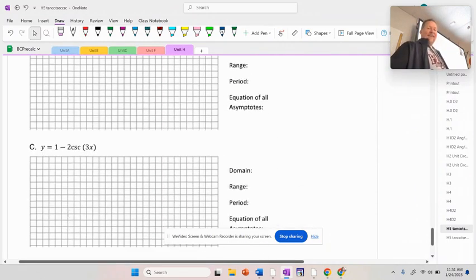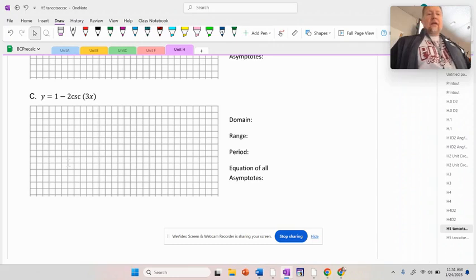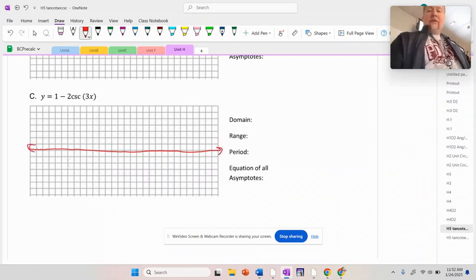All right. Do I have any that are shifted? Can I just do this one and be done? I mean, do you get the point? Okay. So what do we have here? We have a cosecant.